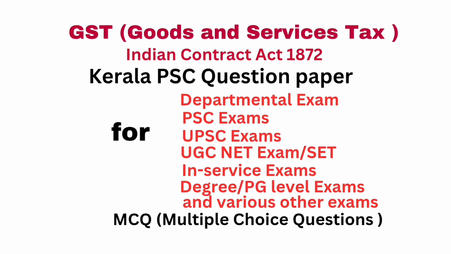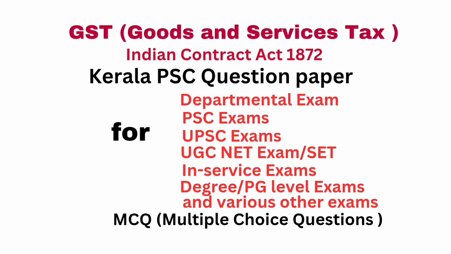Question number 60. Which of the following is not a condition for a person to be competent to contract? Answer, option A, must be major. Option B, must be sound mind. Option C, not disqualified from contracting by any law. Option D, none of the above. Correct answer, option D, none of the above.